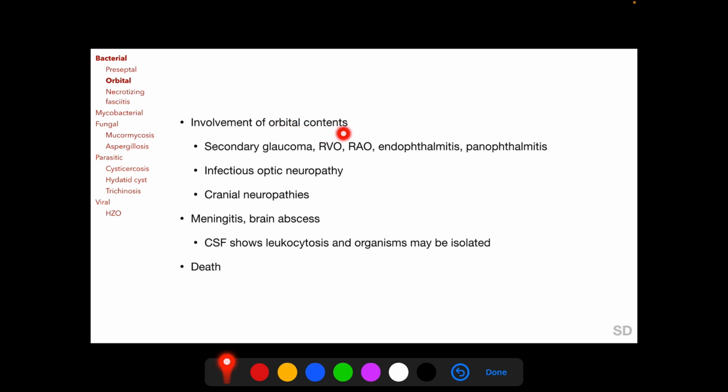Other orbital contents can also be involved in orbital cellulitis, resulting in secondary glaucoma, retinal venous occlusions, retinal arterial occlusions, endophthalmitis and panophthalmitis in the eye, infectious optic neuritis and cranial neuropathies. Further spread results in meningitis and brain abscess, when we will find leukocytosis in the CSF, and in this situation CSF will also be able to reveal the causative organism. And because of these significant complications, orbital cellulitis, if untreated, can result in mortality also.